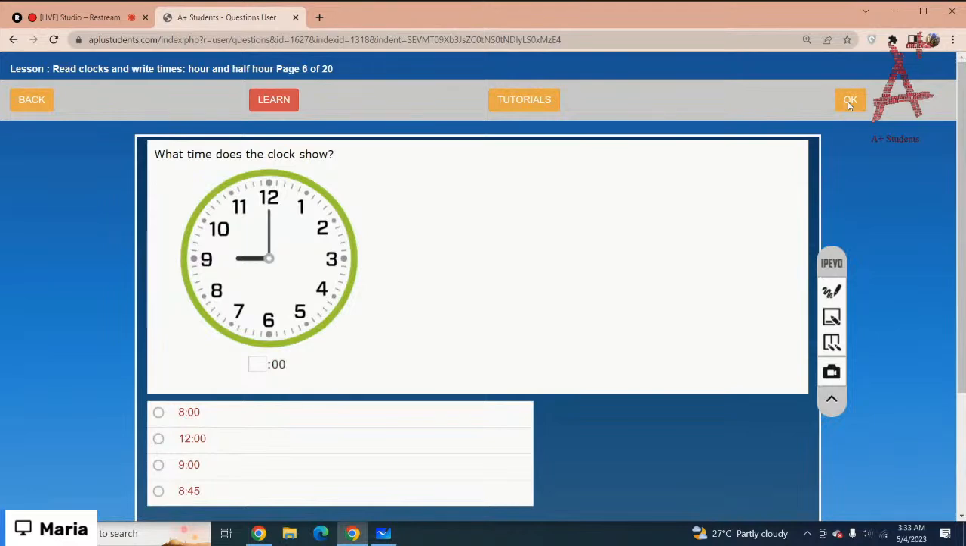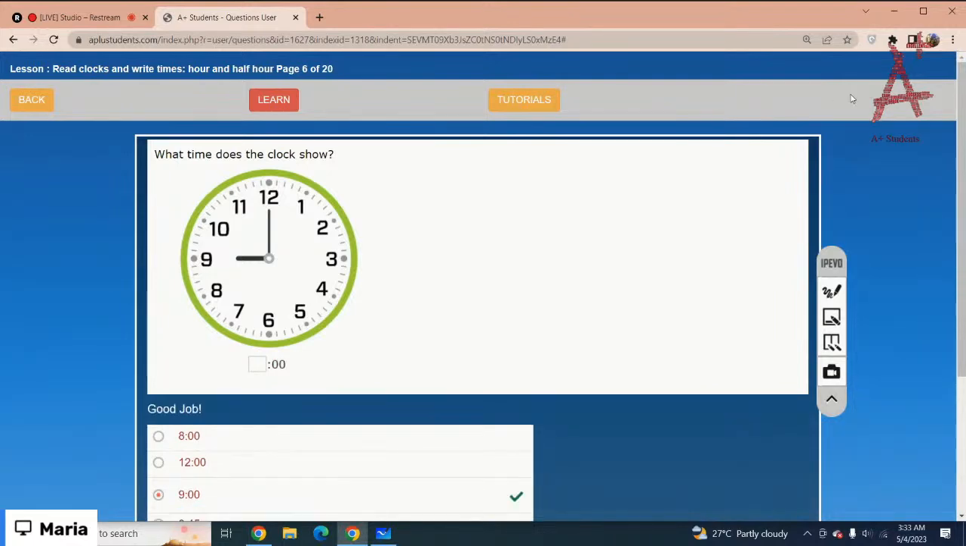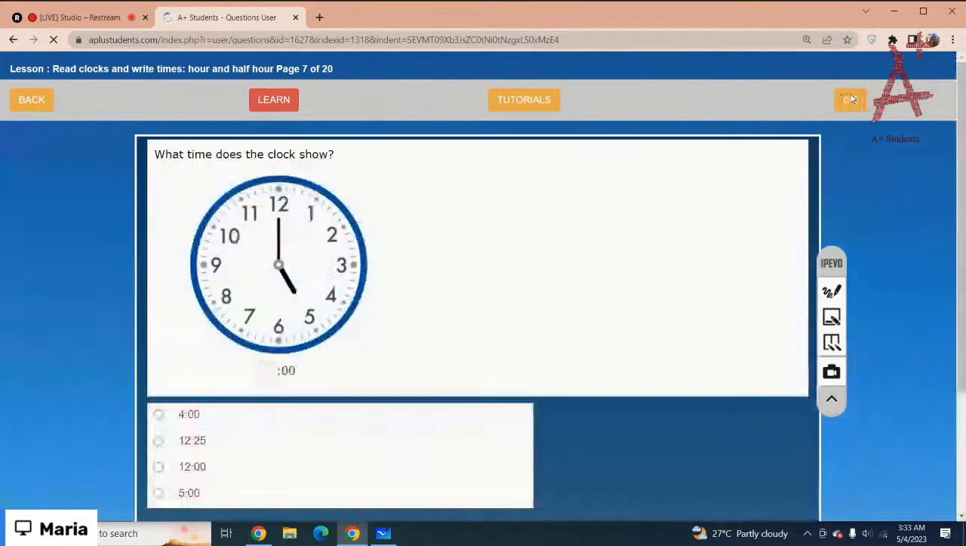Yes, it is 9 o'clock. The clock shows 9 o'clock. Okay, what time does the clock show?